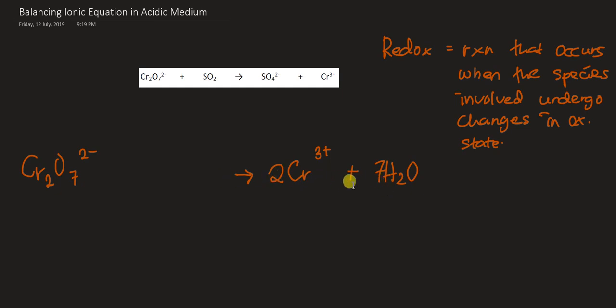What we can do now is balance the hydrogens, because on the right hand side we have 14 hydrogen atoms, and on the left hand side we have none. So we add hydrogen ions on the side that has no hydrogens. We have to add 14 hydrogen ions, or what we call protons. Now the chromium on both sides is balanced, the oxygen on both sides is balanced, and the hydrogens on both sides are balanced.